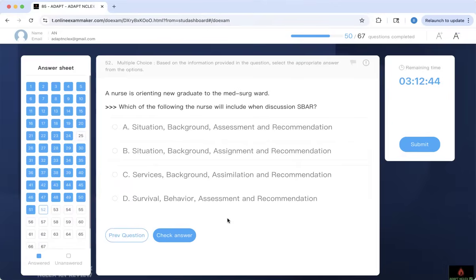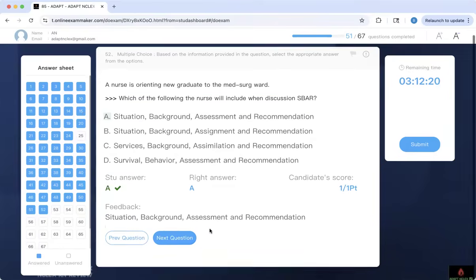You know better. You know what it is. I'm not going to trap you. It's situation, right? It's not service or survival. Therefore, A and B is the right answer. Now, I'm on A and B. Which one do you pick? Both have background. But it's assessment, not assignment, and recommendation. So that's our SBAR.